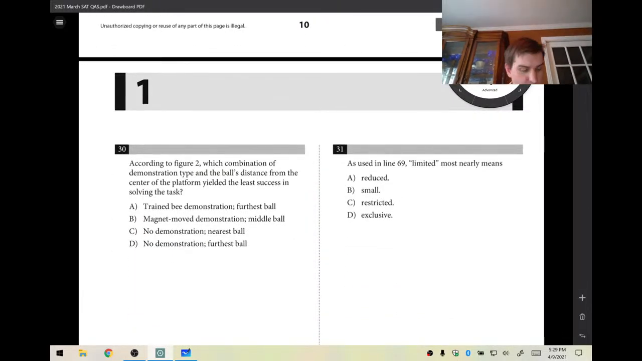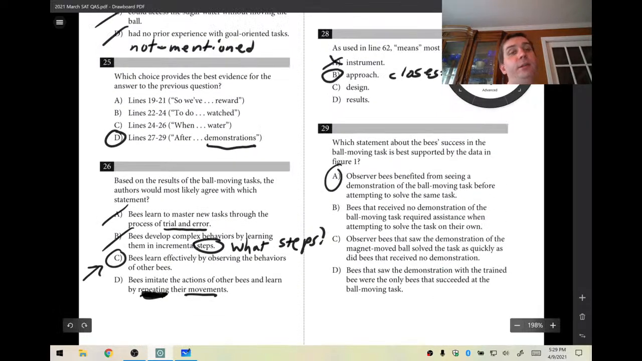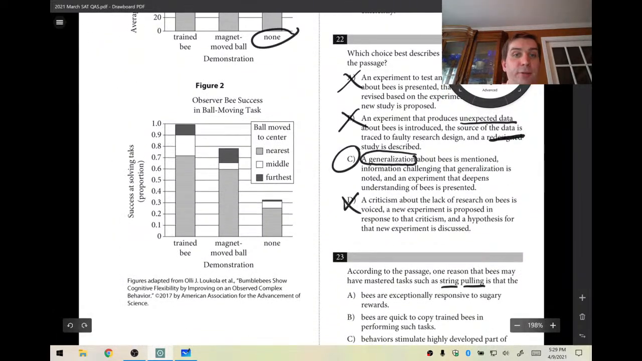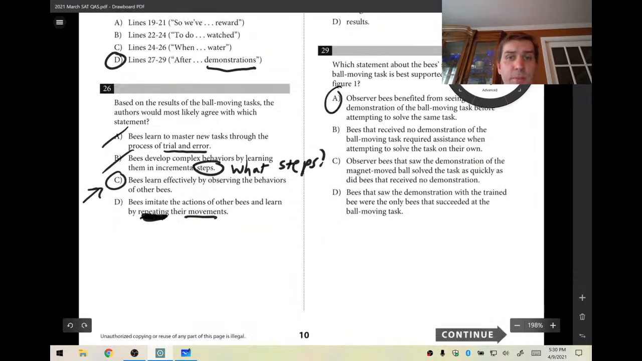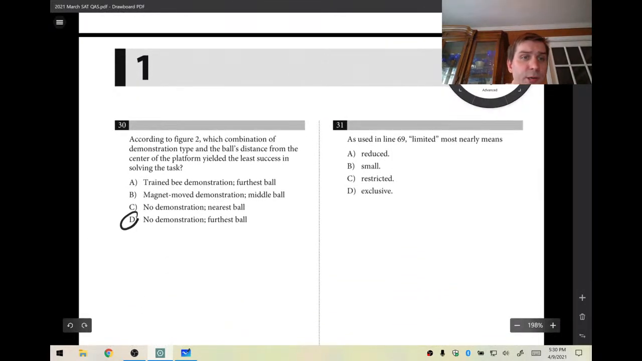Let's look at 30. According to figure 2, so we're on to our other figure. Which combination of demonstration type and ball's distance from the center of the platform yielded the least success in solving the task? Let's look at that bar graph. Well, this isn't too hard to see. Here's the least success. It's in the no training category with the furthest ball, which is right there. That's the least success for the experiment. No demonstration for this ball. Can you read a bar graph? Sure you can.